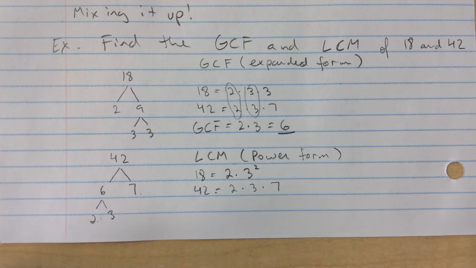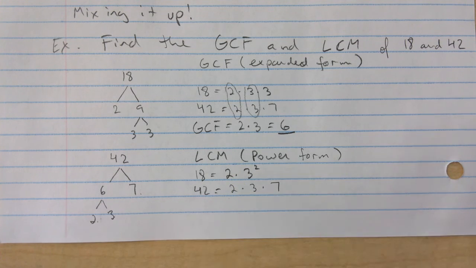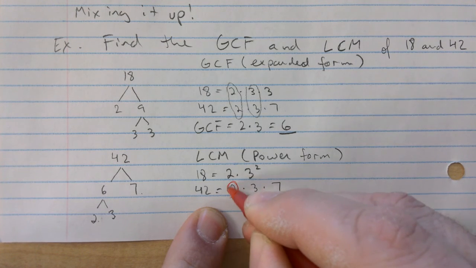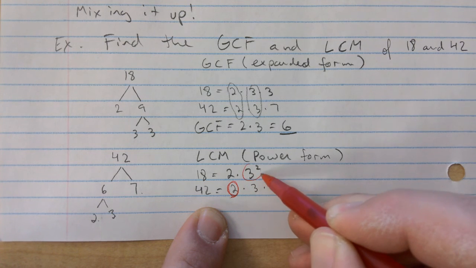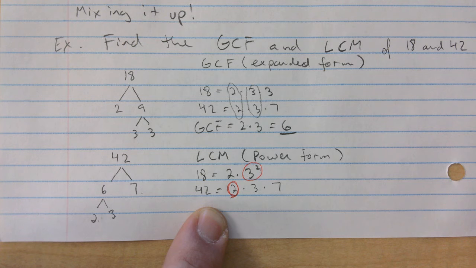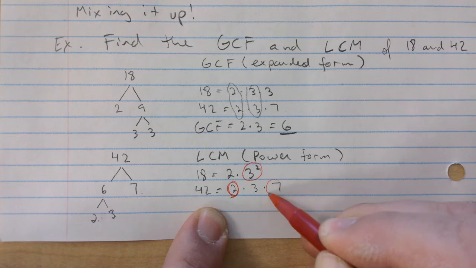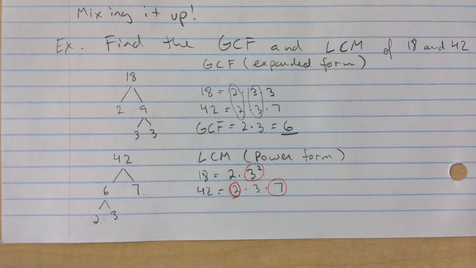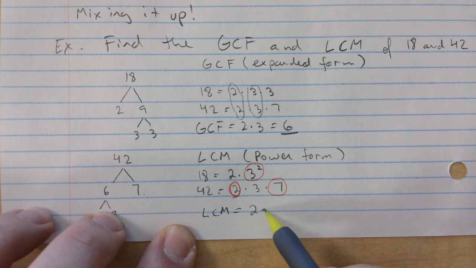And remember, it's a contest. So 2 shows up. What's the biggest power of 2? It's 1. So it's really up to you which one you circle. 3 shows up. 3 to the power of 2 has the highest power, so you circle that one. 7 shows up. There's only one 7, so you circle it because that's the highest power. 7 to the 1 is the highest power of that prime factor. So the LCM is going to be 2 times 3 squared times 7.